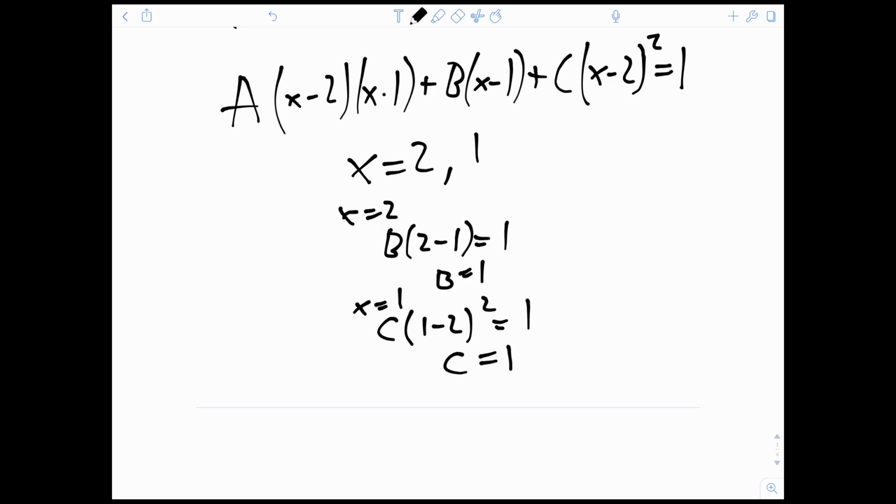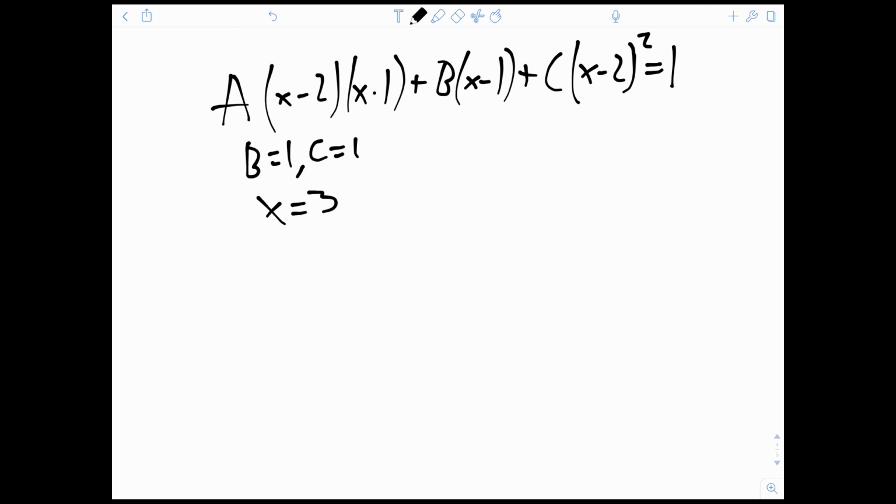So how do we solve for a? So for a, what we're going to have to do is pick a random value for x, and we're going to use the values of b and c that we know in order to solve for a. So I decided that I want x to be 3 in this case. So we're going to plug in 3.